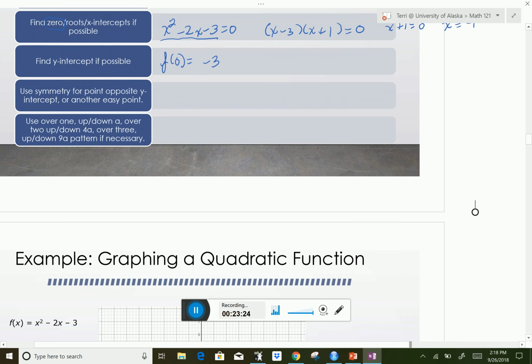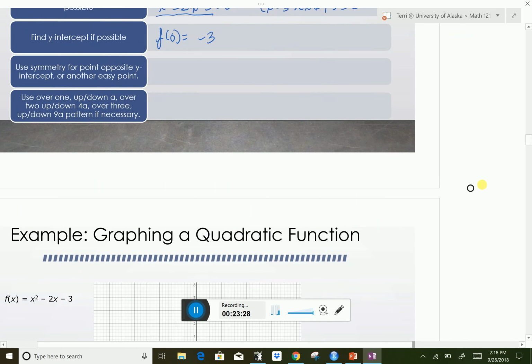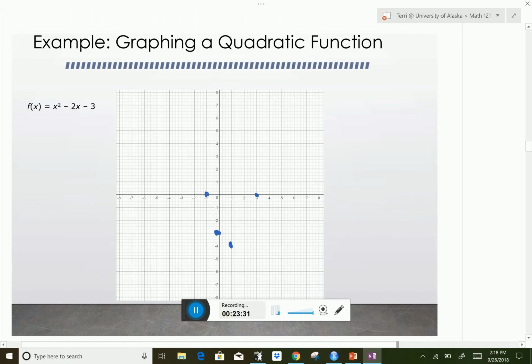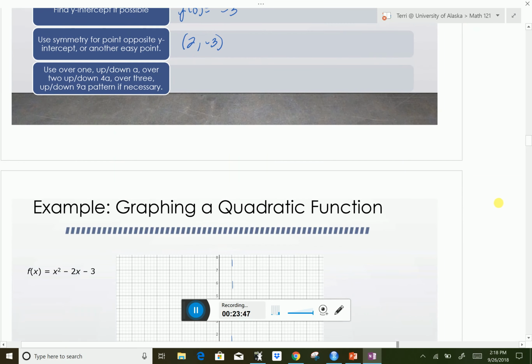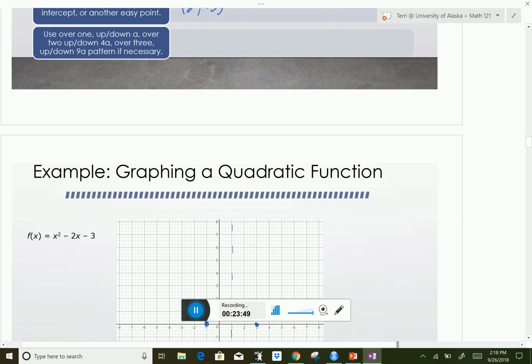Now, use symmetry for another point, maybe opposite the y-intercept, or another easy point. So I'm looking over here. I know I have an axis of symmetry right here. So if I have this point 0, negative 3, then I also have this point 2, negative 3 using symmetry. So I have another point, 2, negative 3.